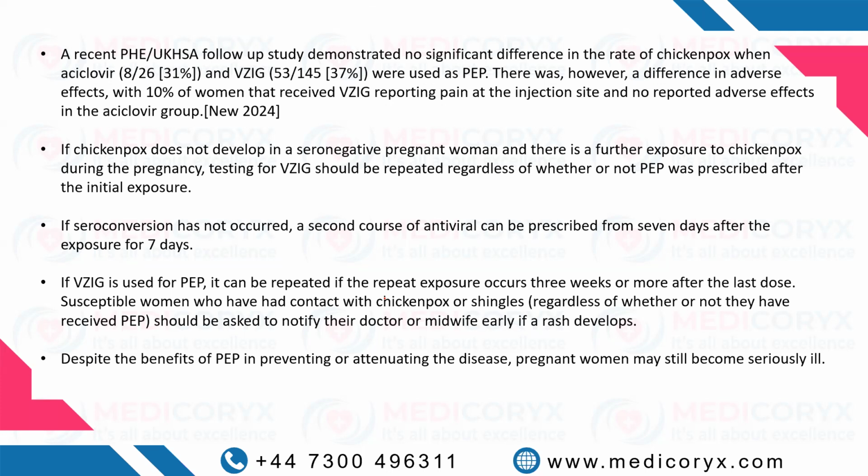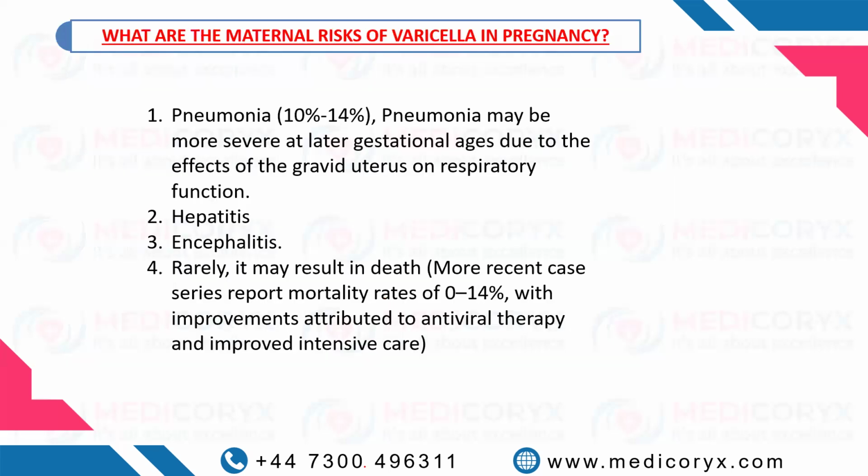Thank you. All right. Okay, now we will talk about, of course, it's an infection, right? So there can be maternal risk and there can be fetal risk as well. So always remember that when you study any topic, always divide your risk into 2 parts. Never forget the baby, never forget the mother at the same time. So what are the maternal risks? Pneumonia can occur in up to 10 to 14% of cases. It can be more severe at later gestational ages due to the effect of the gravid uterus on respiratory function. Patients can have hepatitis, encephalitis. Rarely it may result in death.